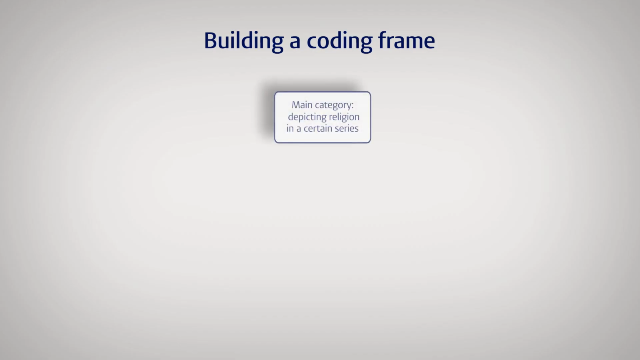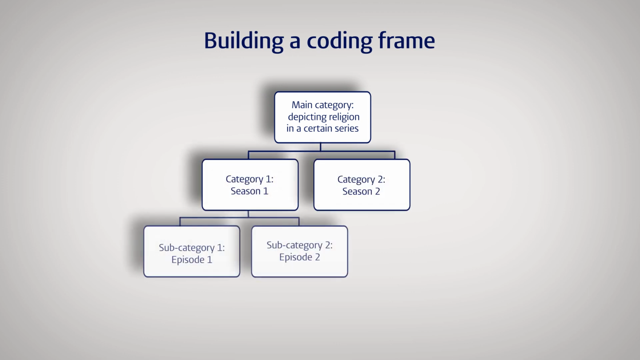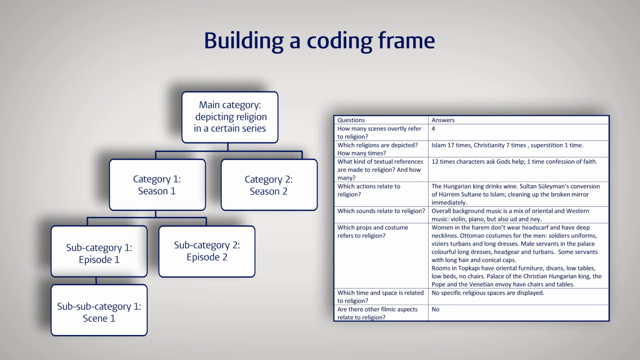This complies with Schreier's advice to divide the material into smaller pieces. For instance, in the case of television series, this can be a season, an episode, or a scene. You may build your frame based on one section and later extrapolate it to the rest of the material. Each level of the coding frame consists of a table questioning your material.